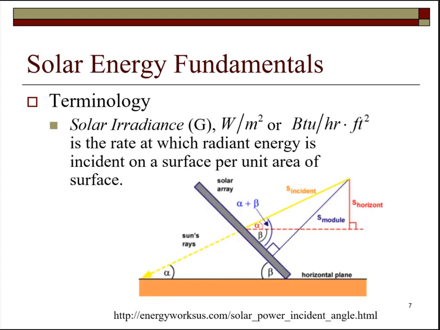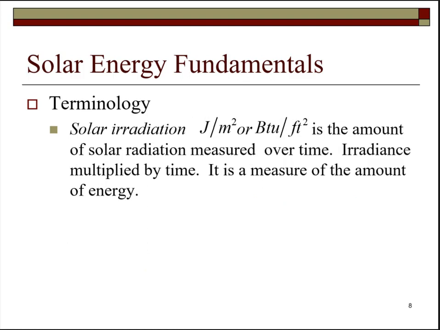Solar irradiance is the rate at which the radiant energy is incident upon a surface per unit of surface. Solar irradiation is the amount of solar radiation measured over time. It is a measure of the total amount of energy per meter squared or per foot squared.